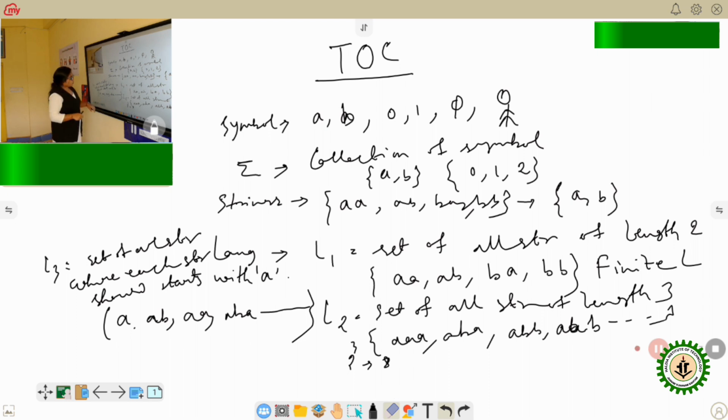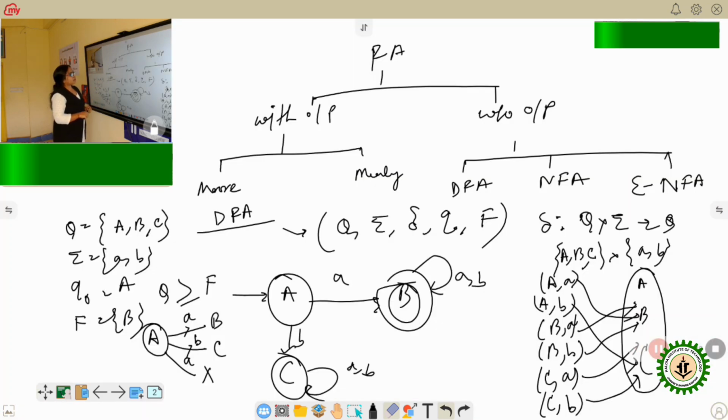So now we are going to the next part. Finite automata is basically of two types, with output and without output. With output is again subdivided into two parts: Moore machine and Mealy machine. And without output: DFA, NFA, and epsilon NFA. Deterministic finite automata, non-deterministic finite automata, and non-deterministic finite automata with epsilon moves. Now we will see all the parts that come under without output one by one.